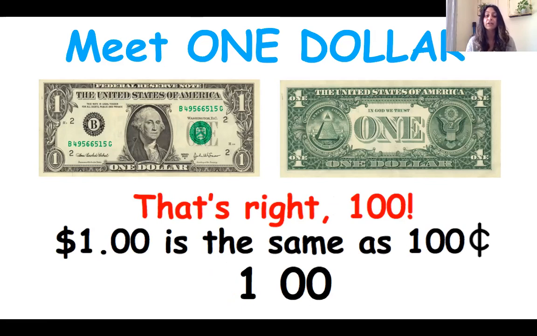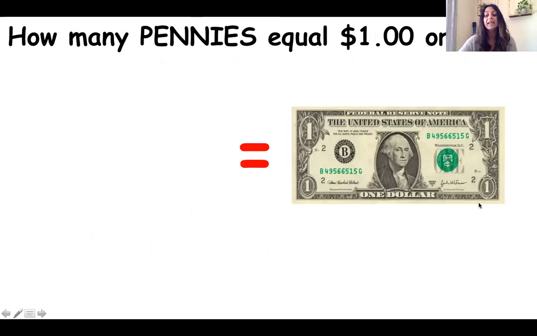We can make a dollar using these dollar bills, or we can also make a dollar using cents. So let's see different ways that we could use coins and cents to make a dollar. Let's start with pennies. How many pennies do you think we would need to equal $1 or 100 cents? Remember, a penny equals 1 cent. So how many pennies would we need to equal 100 cents? Pause and guess right now.